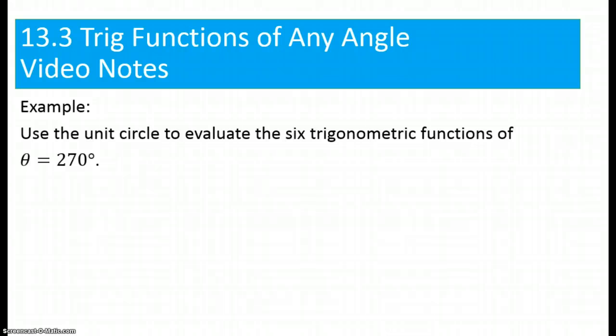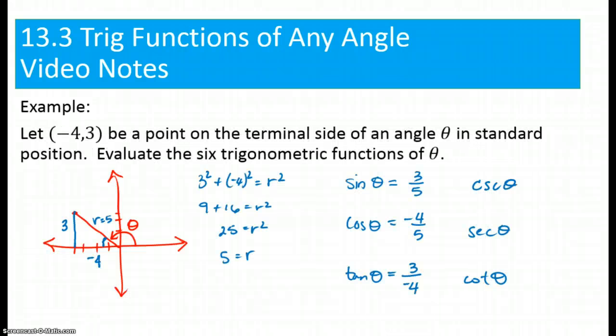Tangent is opposite over adjacent, so 3 over -4. Cosecant would be hypotenuse over opposite, so 5 over 3. Secant is hypotenuse over adjacent, so 5 over -4. And cotangent is adjacent over opposite, so -4 over 3. So this looks different, but it's something that you already know. All right, let's do it again.